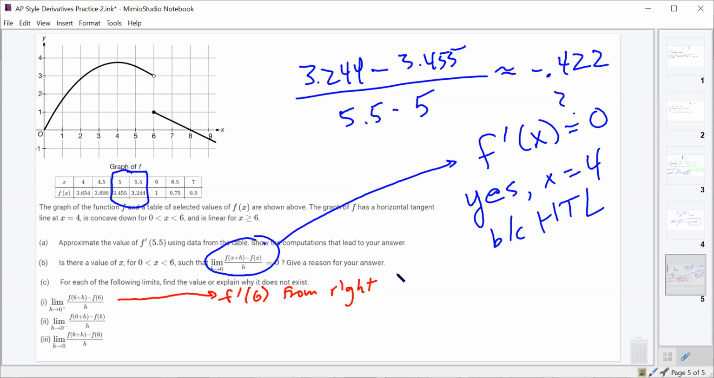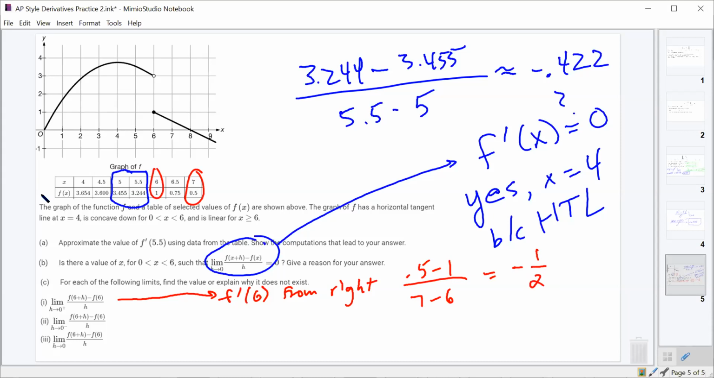You should be able to find that value just by plugging in some numbers. What do you get if you do that? You get 0.5 minus 1 over 7 minus 6 to find that linear slope. And what is it? It comes out to be negative a half. Any questions on that? Everybody okay with that? Where did you get the 0.5? From 7, 0.5 and 6, 1. Oh, got it. Okay.